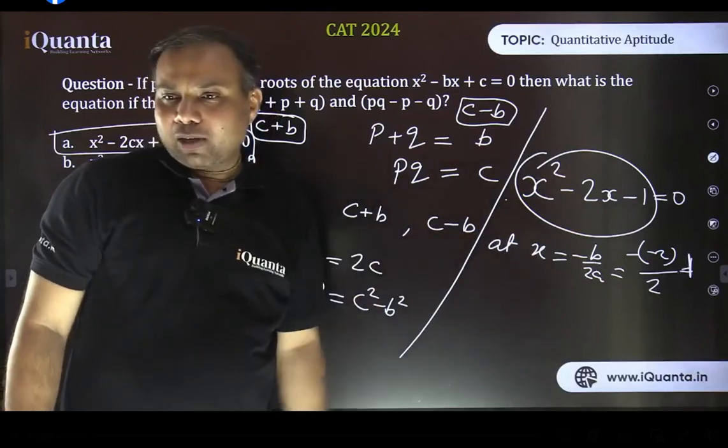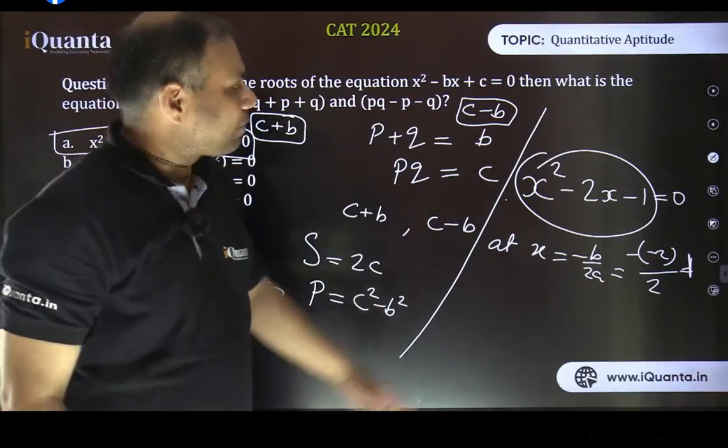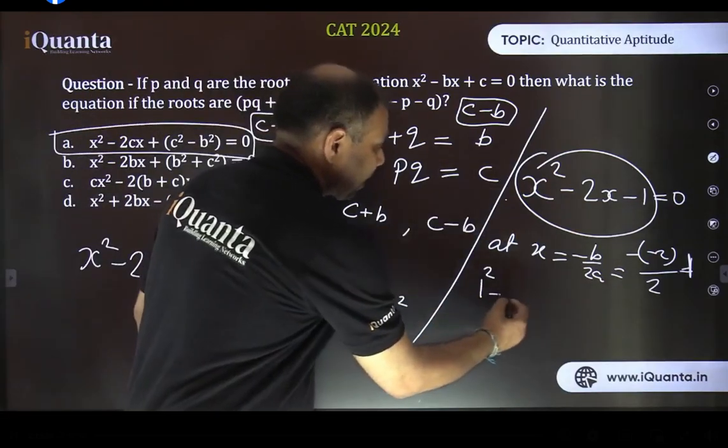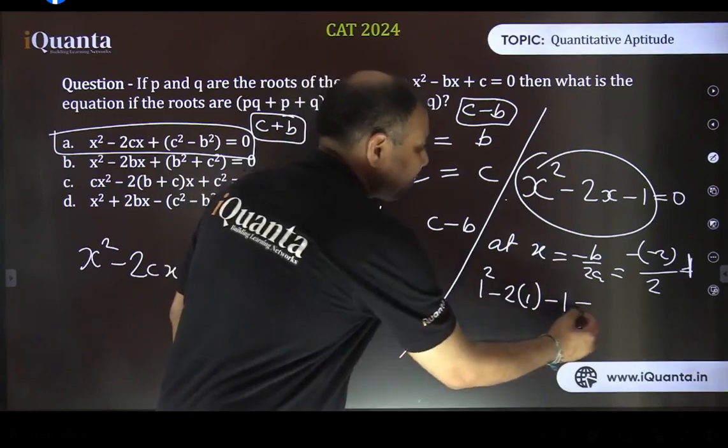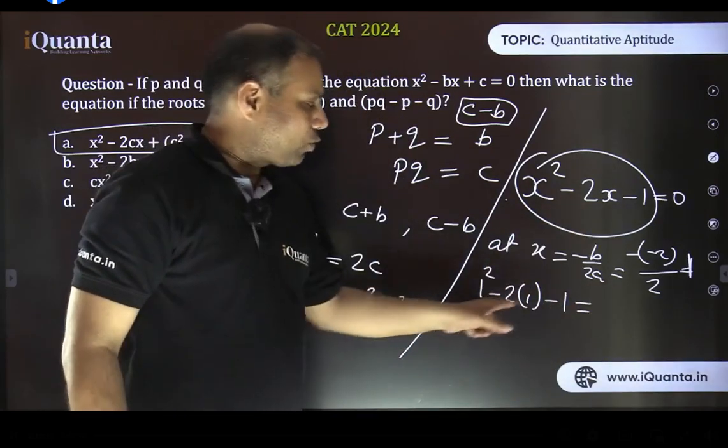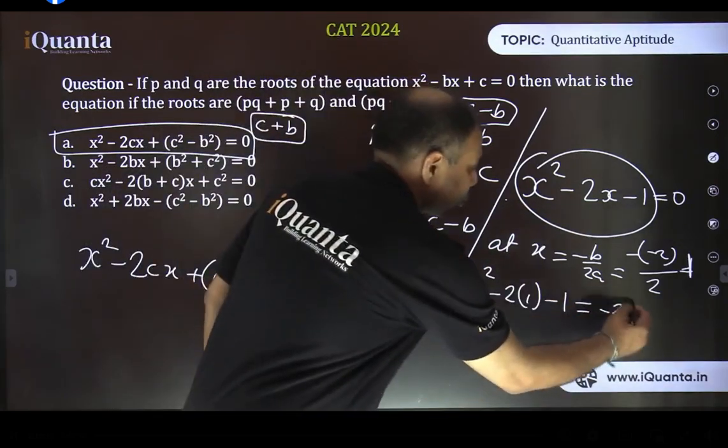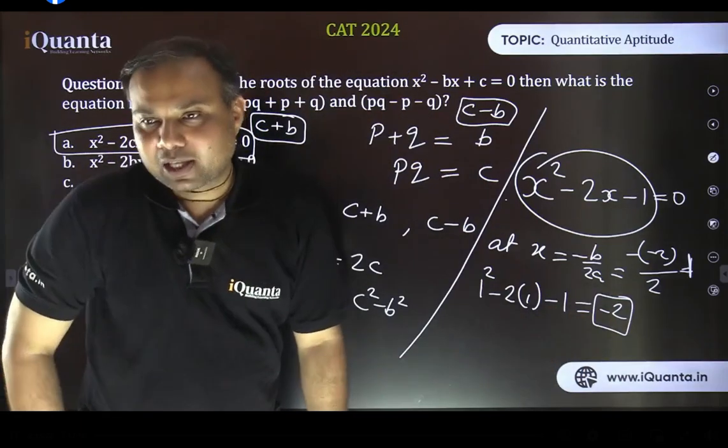We just need to put x equal to 1 here. Right? We just need to put the value of x as 1. So if I put x equal to 1, so 1 square minus 2 into 1 minus 1, that is the minimum value of this expression. So 1 minus 2 is minus 1, and minus 1 makes it minus 2. So minus 2 is the minimum value for this graph.